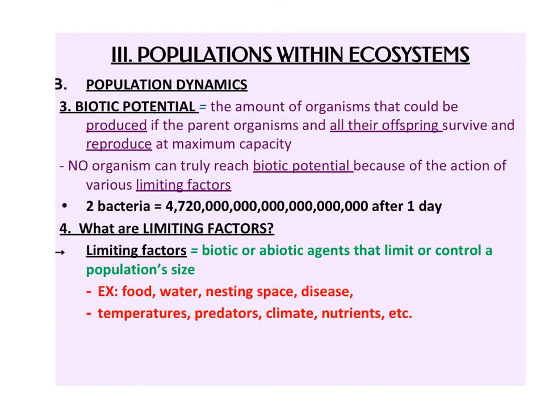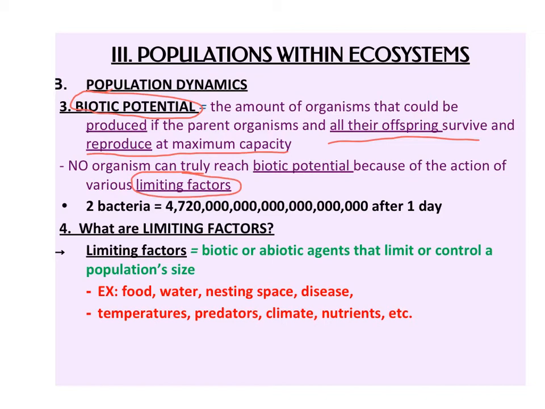All right, a couple little terms you guys need to know. Biotic potential. That is the amount of organisms that can be produced if all the offspring survive and all of them reproduce at a maximum rate or maximum capacity. Now, obviously, this never happens because in the real world, there's things called limiting factors. In the real world, not everything lives, and not everything reproduces at maximum capacity.